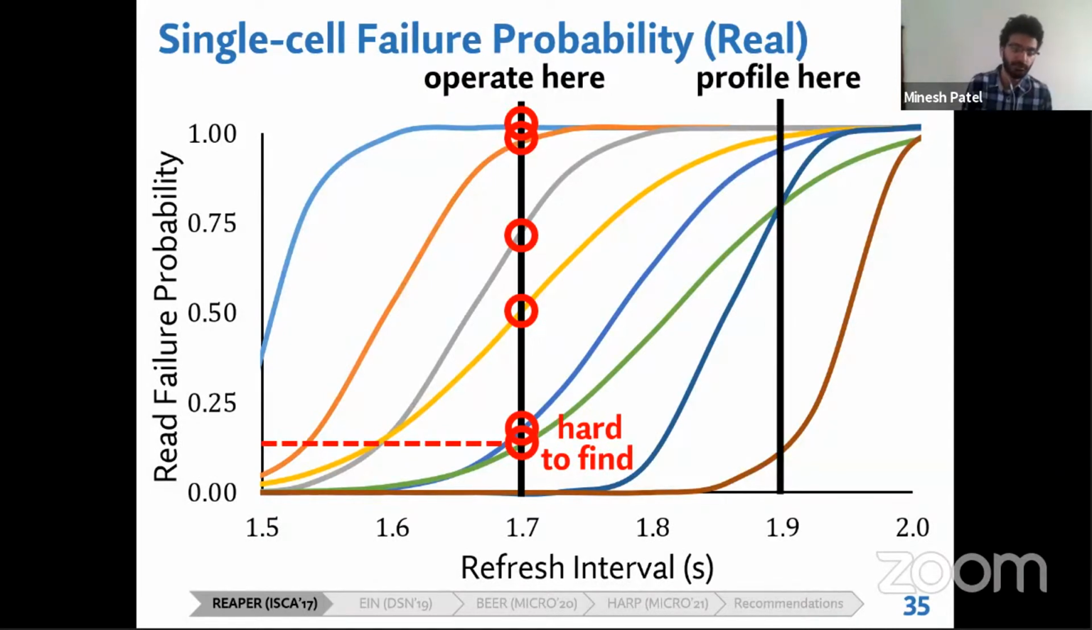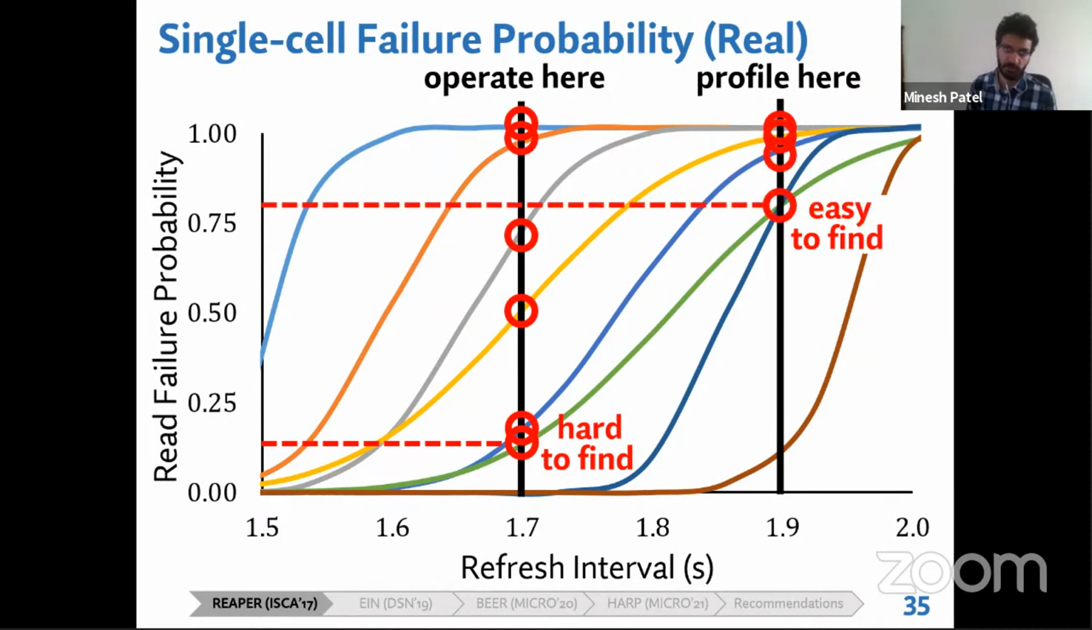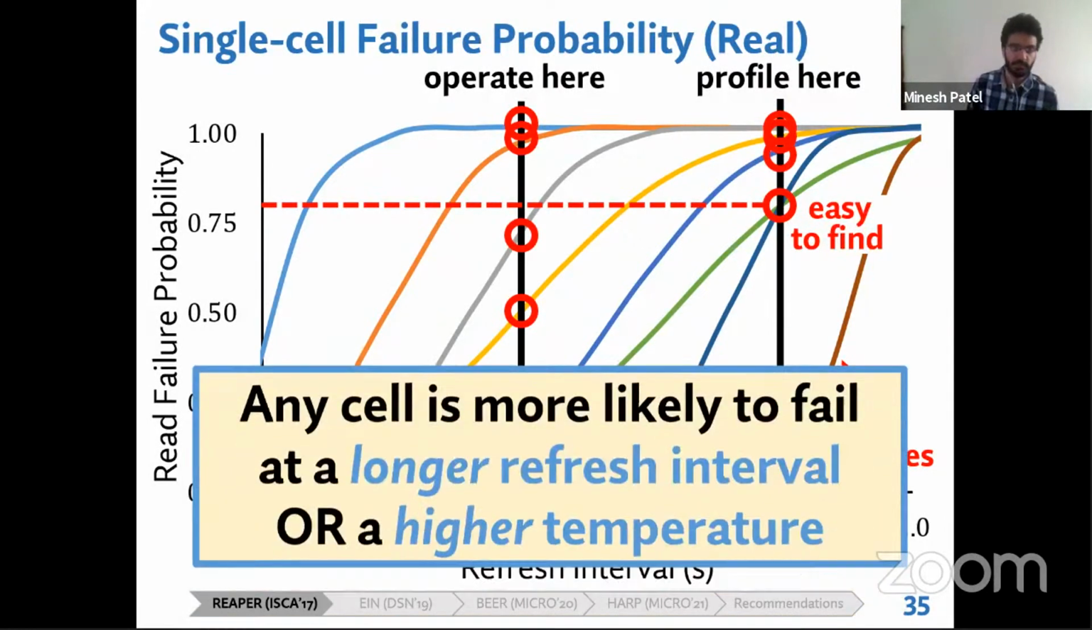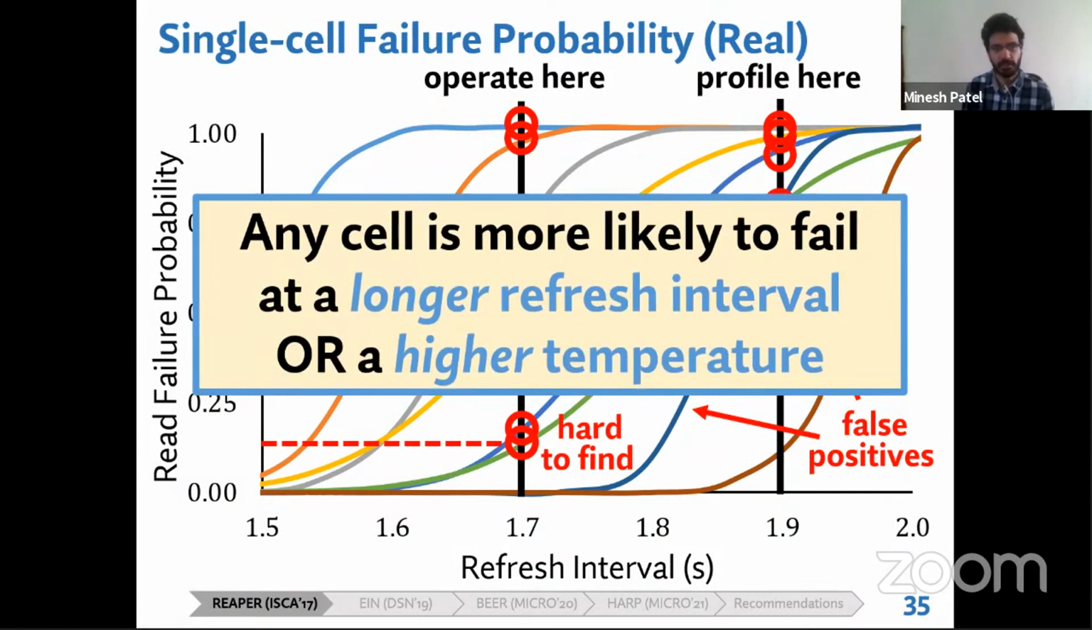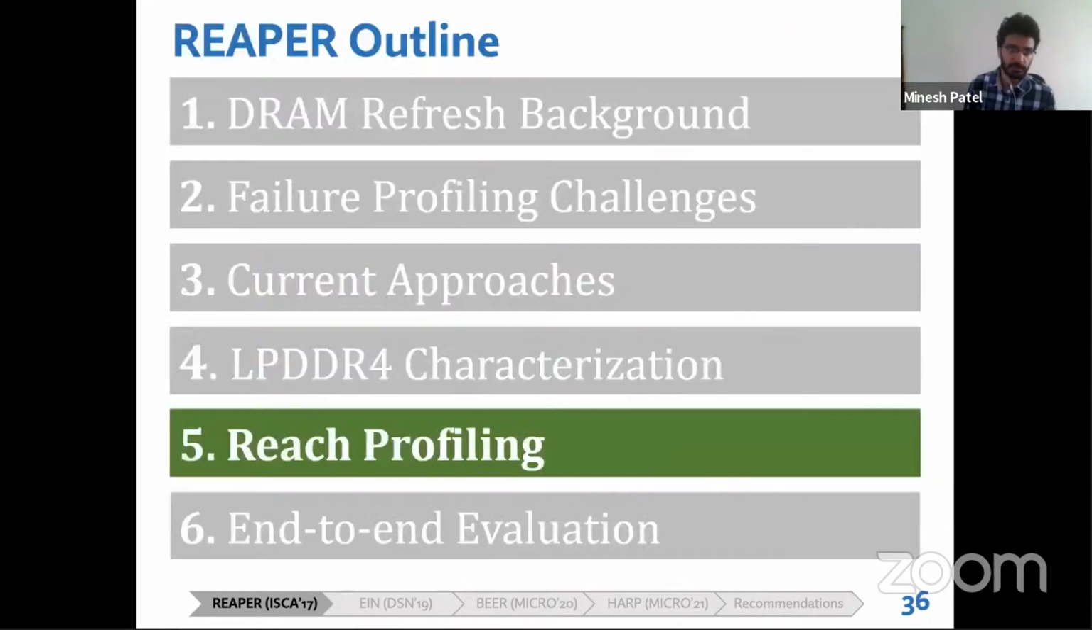Now, if we instead profile for errors at an increased refresh interval, say 1.9 seconds, we'll find that the same cells will be much easier to find because they have a higher probability of failure. However, as a consequence, we will also identify some other cells that fail at the profiling conditions, but not the operating conditions, and we refer to these as false positives. And so we repeat the same analysis for temperature variation along the x-axis, and we find that any cell is more likely to fail at a longer refresh interval or at a higher temperature. And so this leads me into the key idea of reach profiling, which I will talk about next.